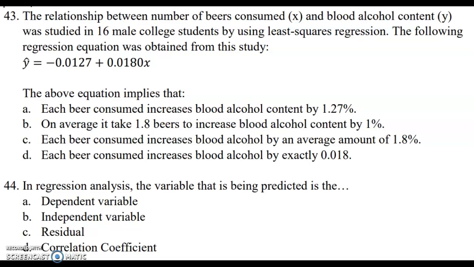Question 43. The relationship between number of beers consumed X and blood alcohol content Y was studied in 16 male college students by using least squares regression. The following regression equation was obtained from this study. Y hat is equal to negative 0.01727 plus 0.0180x. The above equation implies what?